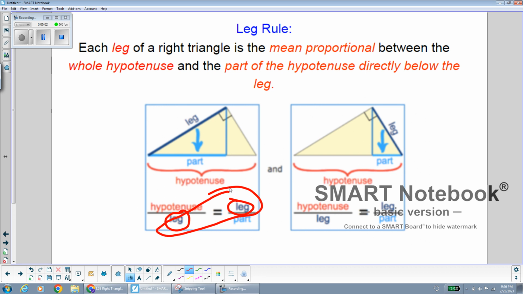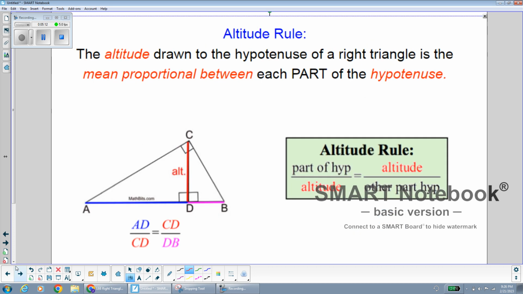And the leg of the right triangle is the mean proportional between the whole hypotenuse and the part of the hypotenuse directly below the leg that we're talking about. The altitude rule says that the altitude drawn to the hypotenuse of a right triangle is the mean proportional between each part of the hypotenuse. So once again, mean proportional just means that in the proportion, it gets written twice so that when we cross multiply, it gets multiplied by itself.